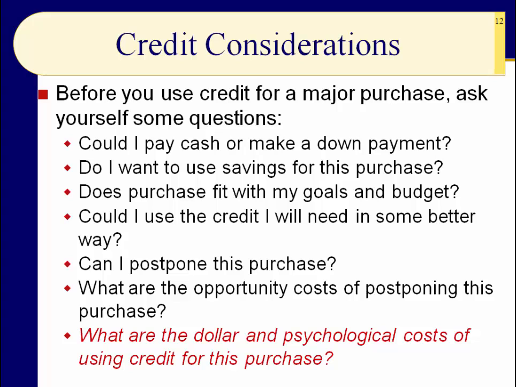So now before you use credit for a major purchase, ask yourself some questions. Could I pay cash or make a down payment? Do I want to use savings for this purchase? Does the purchase fit with my goals and budget? Could I use the credit I will need in some better ways maybe? Can I postpone this purchase? What are the opportunity costs of postponing this purchase? And think of what are the dollar and psychological costs of using credit for this purchase. Remember, it is going to decrease your purchasing power into the future, right?